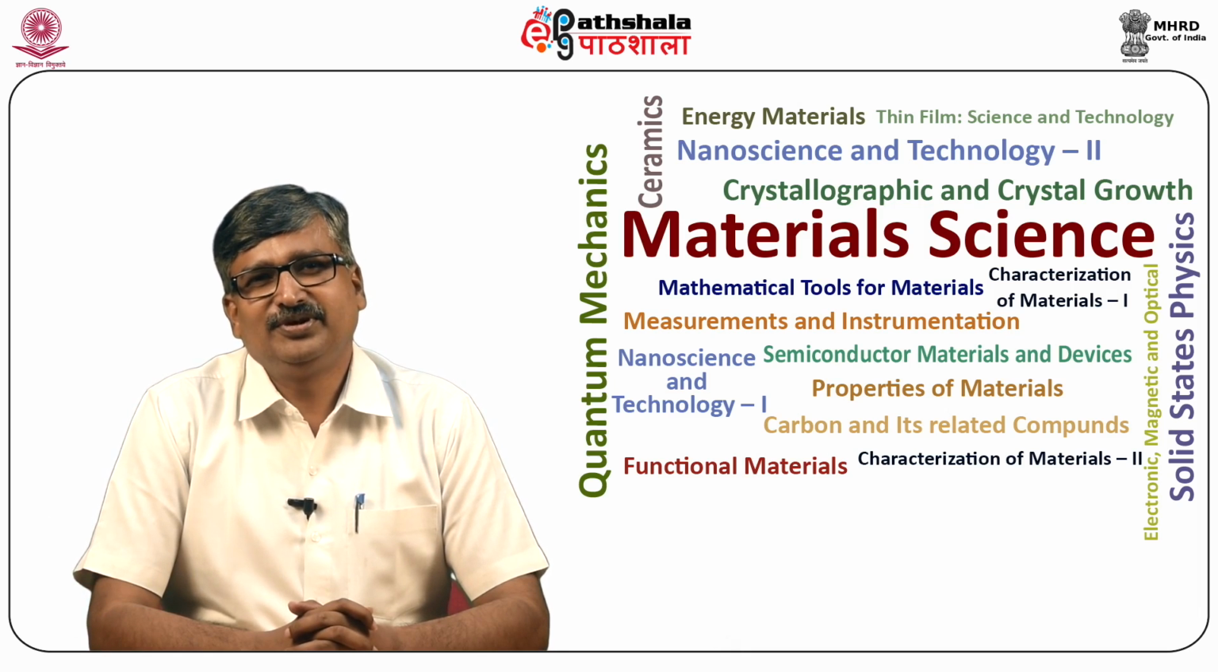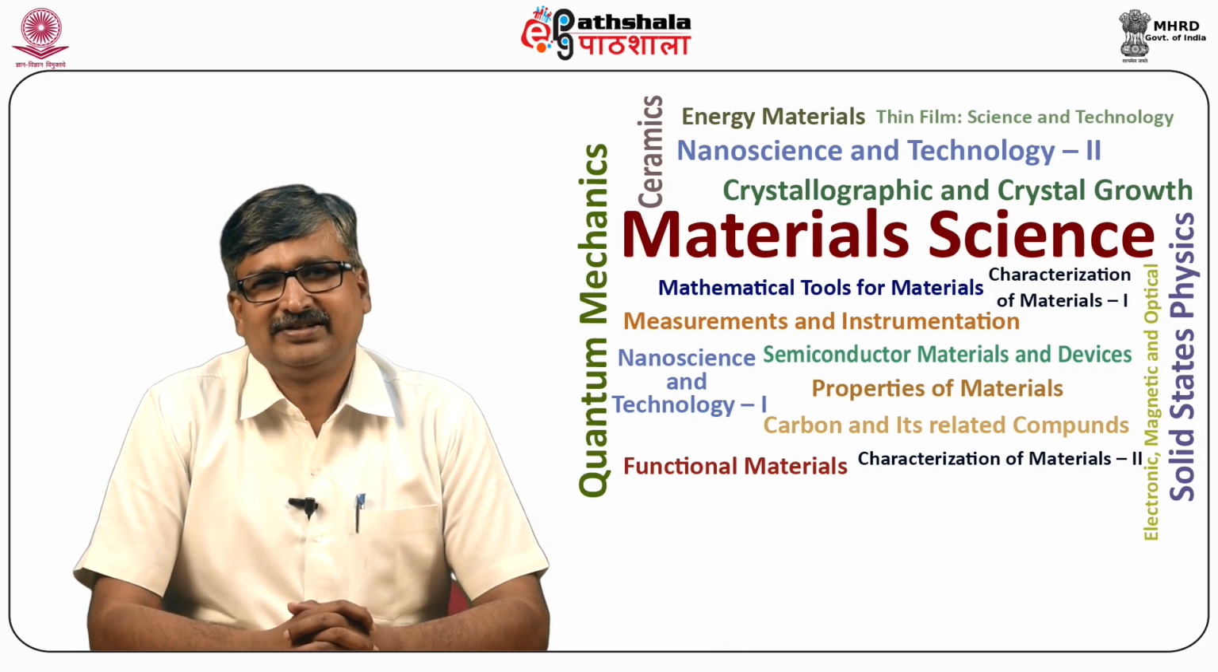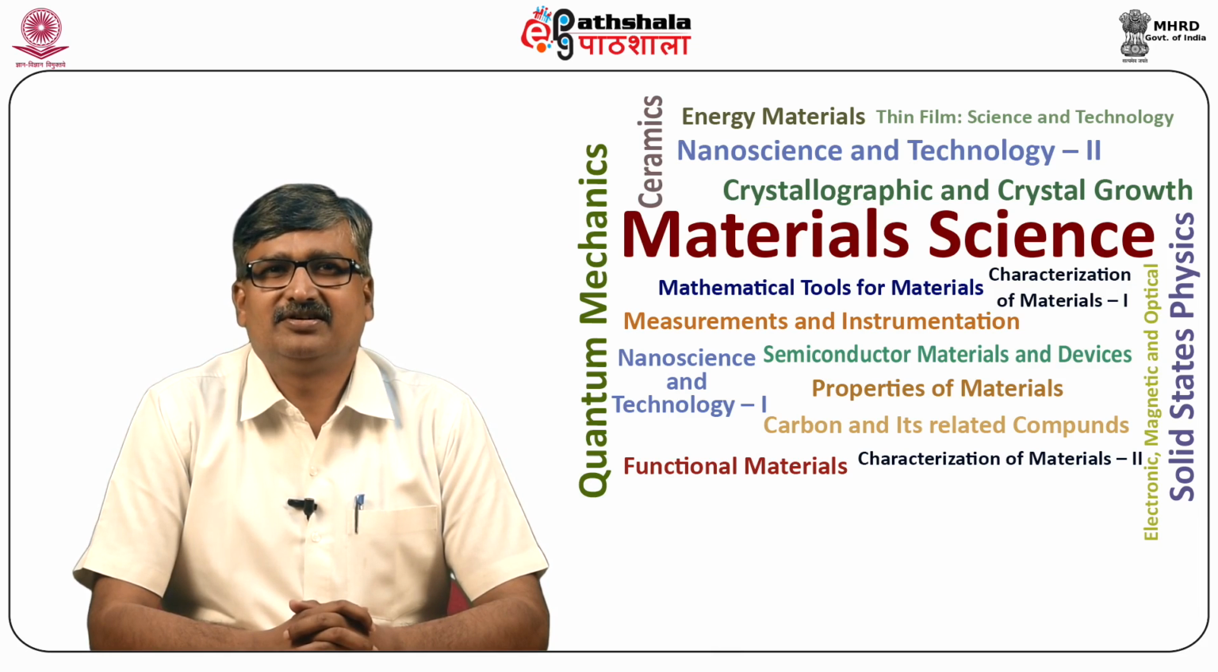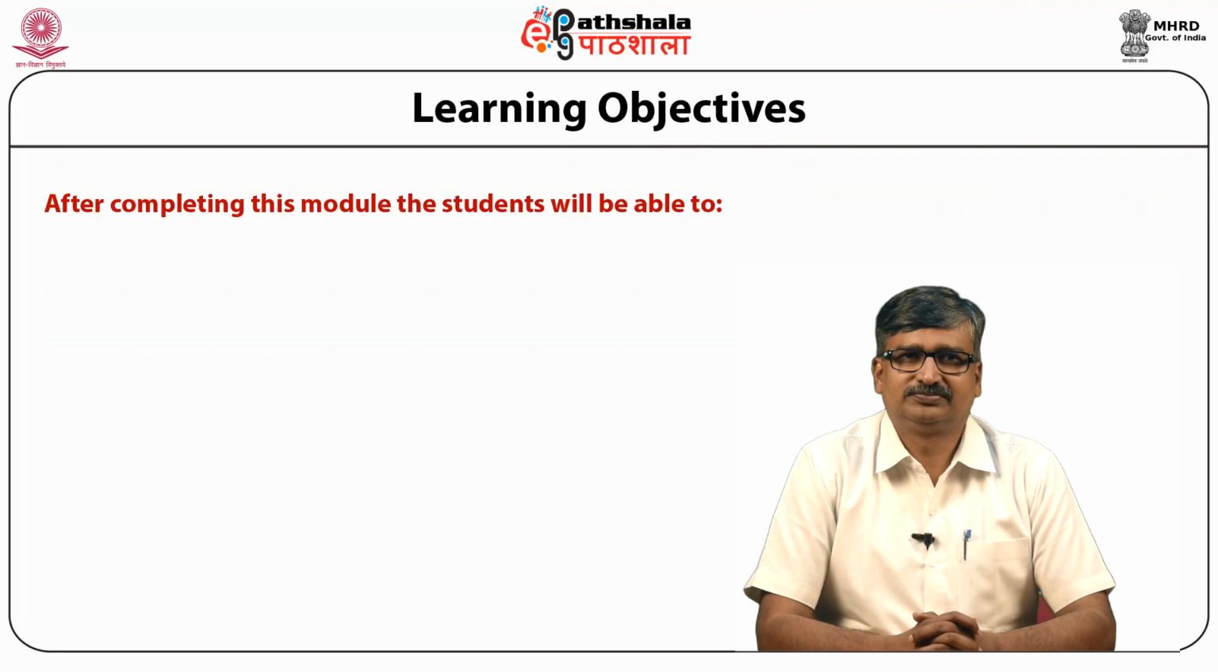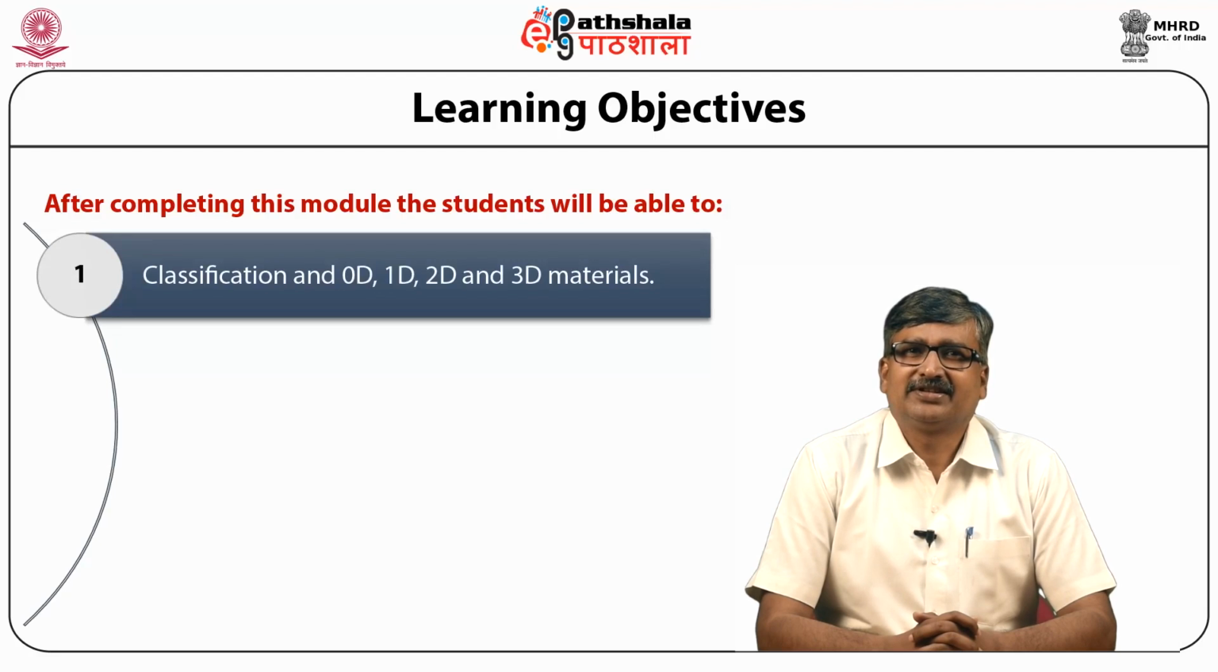Today, we are going to talk on the module titled Basic Properties of Nanoparticle 2 under the paper Nanoscience and Technology 2. After completing this module, the student will be able to learn the classification of 0D, 1D, 2D and 3D materials. D signifies dimension. So, 0-dimensional, 1-dimensional, 2-dimensional and 3-dimensional materials.